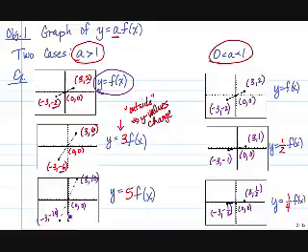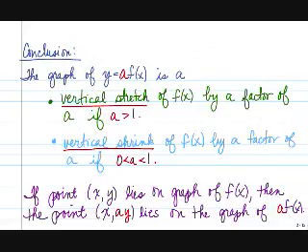So what we have here, when the factor is larger than 1, this is called a vertical stretch. When the factor is less than 1, it's called a vertical shrink. And I have that written out for you here. The graph of y equals a times f of x is a vertical stretch of f of x by a factor of a if a is larger than 1. It is a vertical shrink of f of x by a factor of a if a is between 0 and 1.